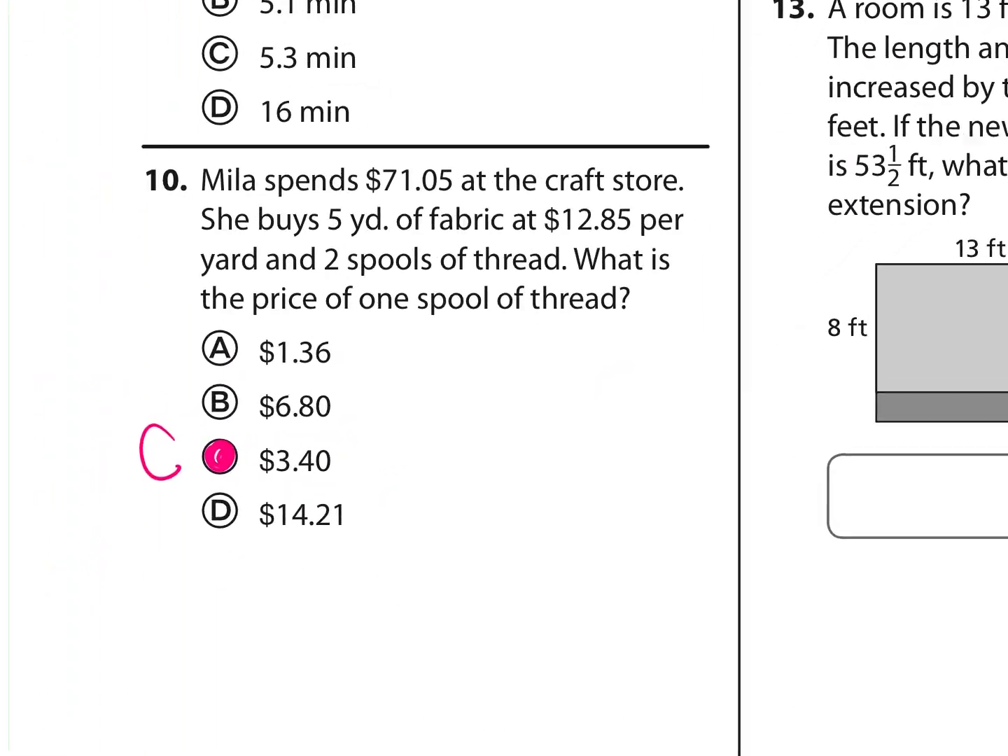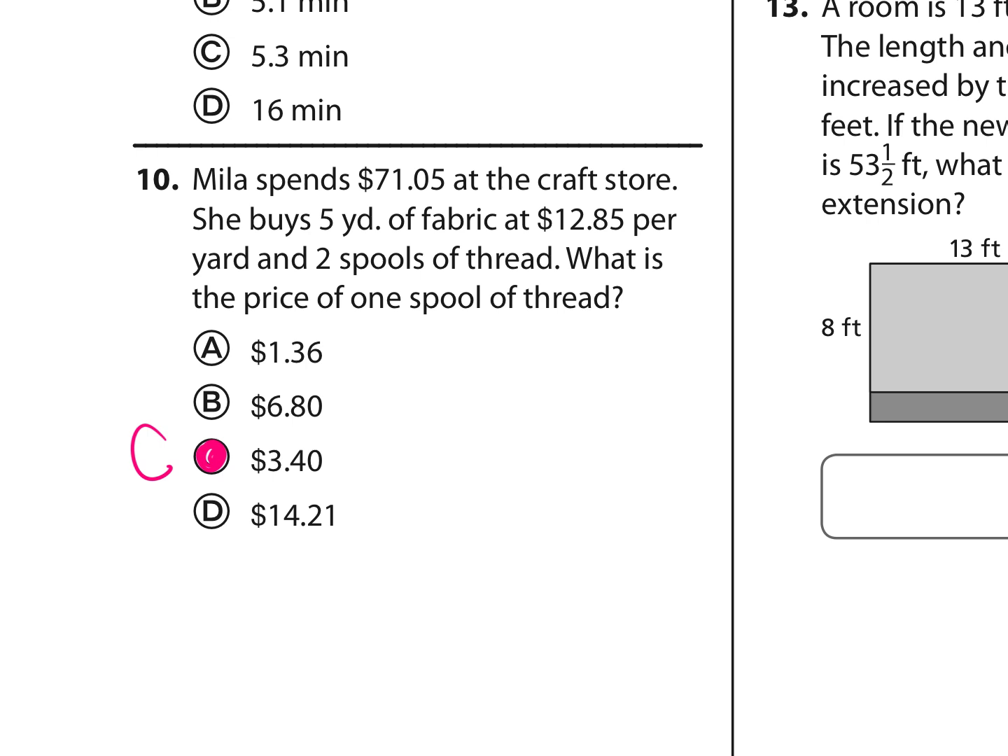Number 10, Mila spends $71.05 at the craft store. She buys 5 yards of fabric at $12.85 per yard and 2 spools of thread. What's the price of 1 spool of thread? Well, we know the fabric is 5 yards times $12.85 per yard. We know there's 2 spools of thread, but we don't know how much each costs, so let's just call it T. But we do know the total is $71.05. So we'll just simplify this.